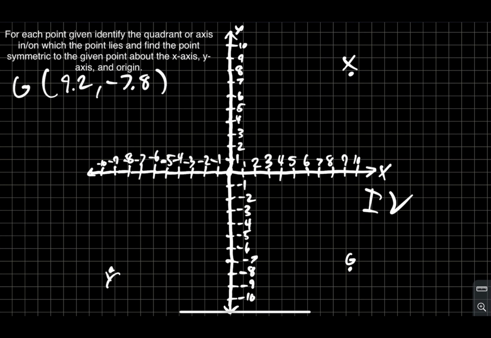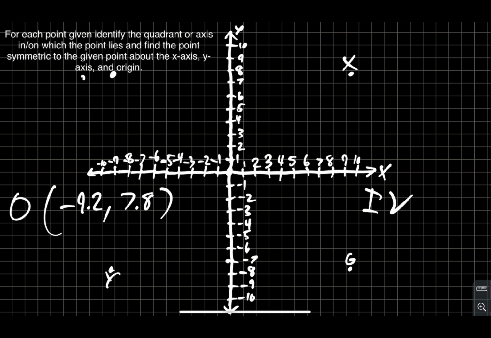And lastly, for the point symmetric to G about the origin, we need to change both values. So point O, which is going to be that point symmetric to point G about the origin, we're going to have -9.2, +7.8. So all we do is change both values for the origin symmetry. So when we plot our point, it's going to be about right about here. And this is blocking it, so I'll erase this. So it'll be right here. And that's point O.